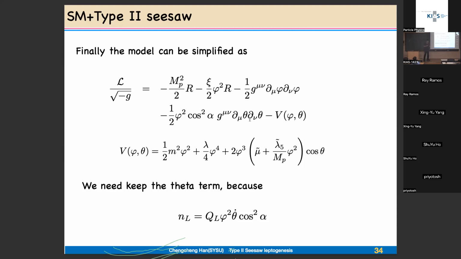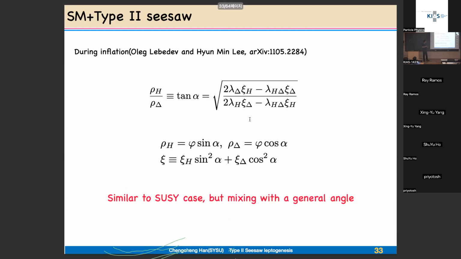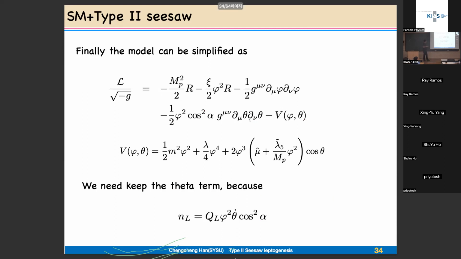Is this a linear combination of delta and H? Yes, yes. Linear. That's the angle. Not very complicated. Thanks to Hamming.